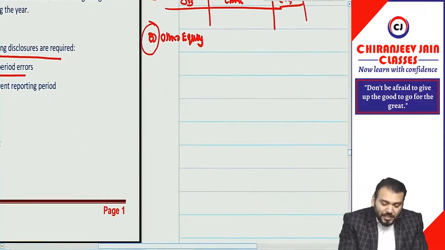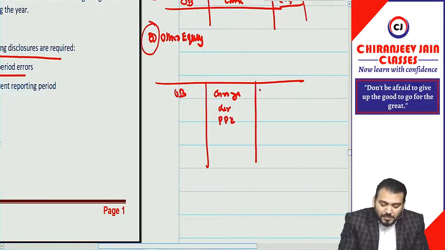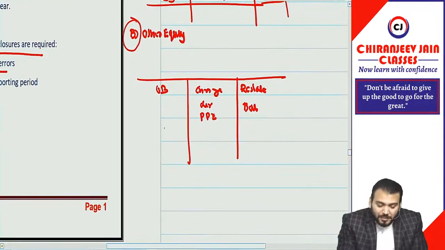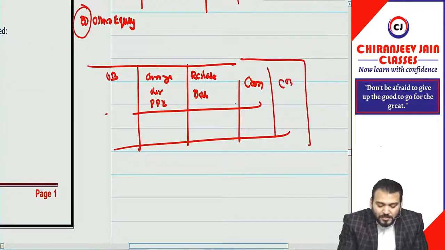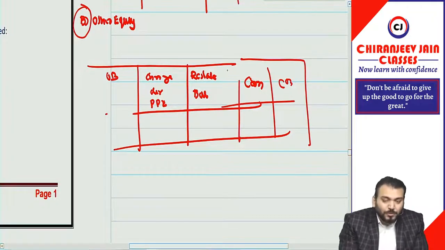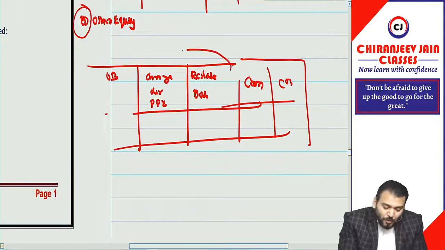So now they are saying, first you write down the opening balance, then you write down any changes due to prior period error. Then first calculate the restated balance at the beginning of the year, and then the changes during the year, and that will become the closing balance. Understood? So they have just added that these two columns will be added.